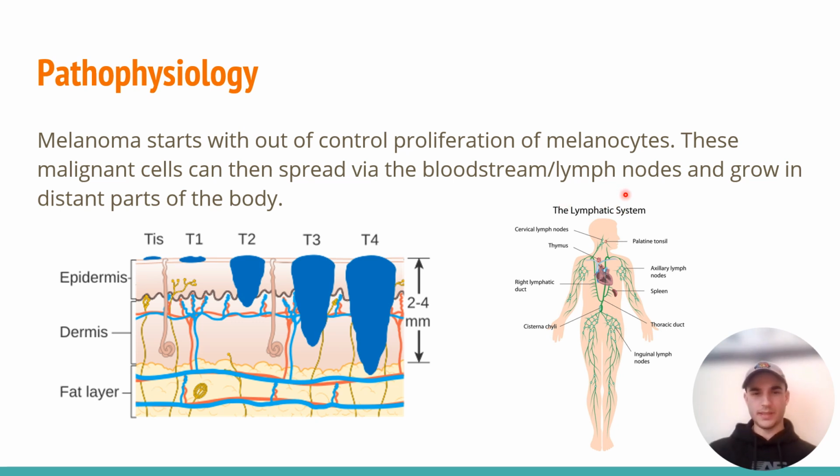And here's the lymphatic system. We haven't learned about this in class, but they all drain across the body, and the migrating melanocytes can travel and basically set up shop in different parts of the body and cause tumors there as well.